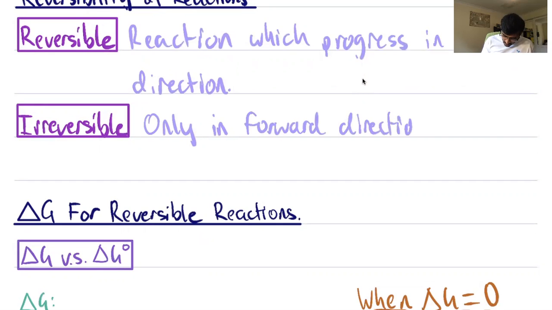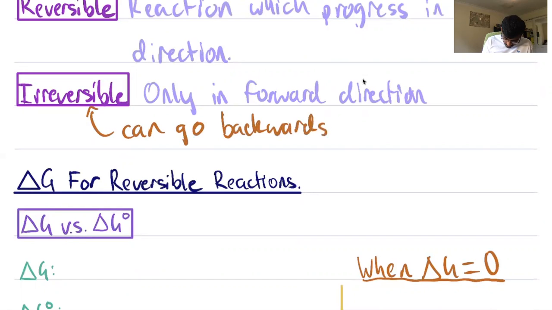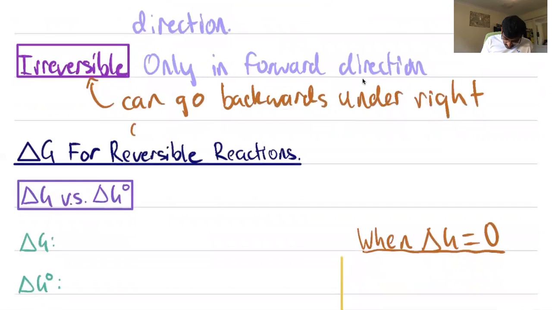Something to make very clear is that although an irreversible reaction only progresses in the forward direction, that's not to say that it can't go backwards. For an irreversible reaction, it can go backwards. It just requires a specific set of conditions to allow that to happen. It can go backwards under the right conditions. An example of that is photosynthesis and respiration.